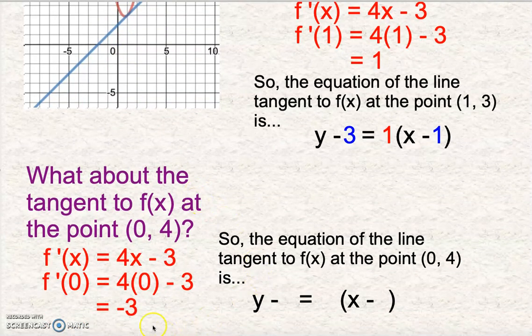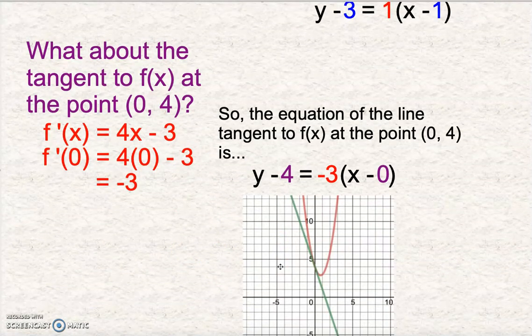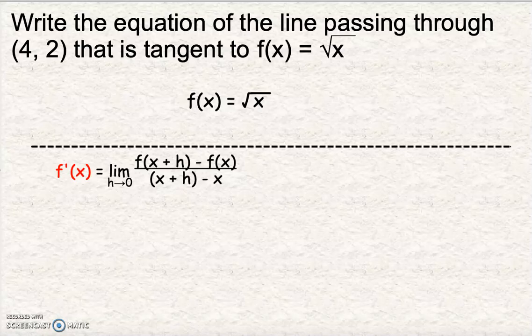And so if the slope is negative 3 and my point was x is 0 and y is 4, I get this equation right here. And look at that, there it is. The slope is down 3 to the right 1, down 3 to the right 1. Derivatives are slope generators. So let's take a look at another problem.